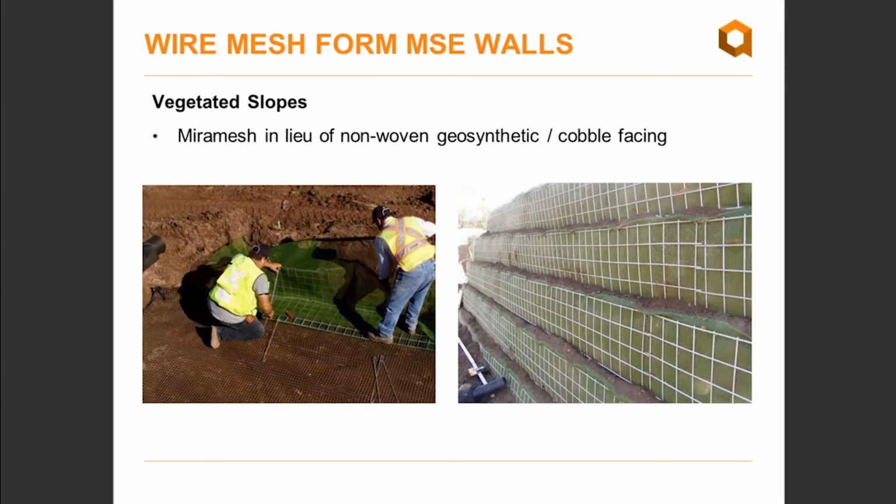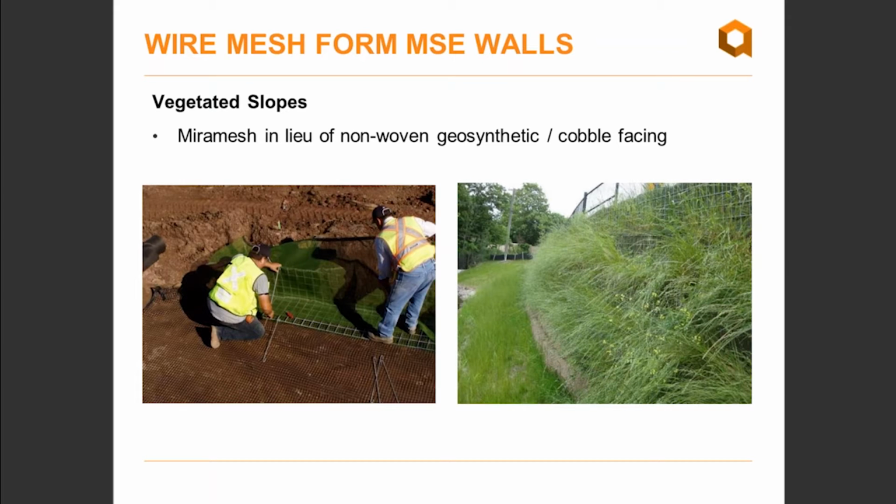We can also do vegetated slopes. These are ideal if we have an environmentally sensitive site or if we need a green wall. So in these cases, we just supply mirror mesh or an erosion control blanket, potentially in lieu of the non-woven geosynthetic and the cobble facing material. And of course, we need a plantable backfill as well. So the particular wall shown here was installed for a project in Oakville, Ontario.